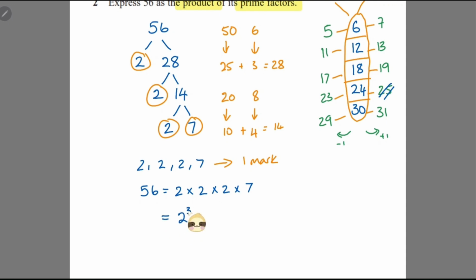2 to the power of 3, because we've got 2 multiplying there: 2, 2, 2, that's your 2 to the power of 3, and times 7. If you want to do a quick check to see that you've done this properly, just multiply it back out. So 2 times 2 is 4, times 2 is 8, times 7 is 56. So then you know that you've done this correctly. So do your checks. It'll take you a minute, but it'll help you in the long run.